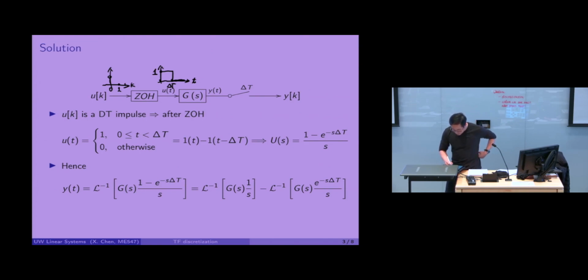This signal is our u of t. It goes into the transfer function g of s as an input and generates an output. This signal, you can see, it is actually composed of a standard step function minus a delayed step, a step function that's delayed by delta t.